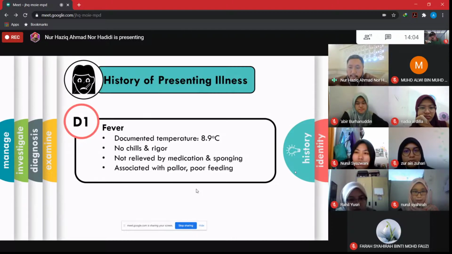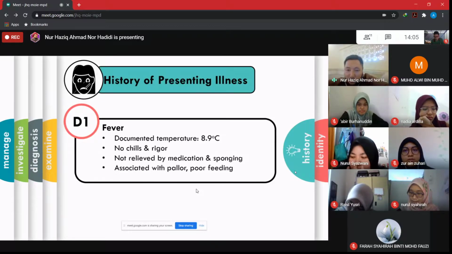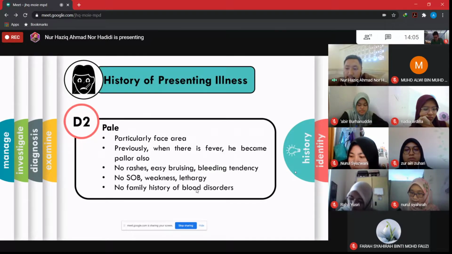So the fever is said to be high grade by his mom with documented temperature of about 38.9 degrees Celsius, but it is not associated with chills and rigor. His mother claimed that the fever is on and off and particularly has an early morning spike. He was given Panadol and sponging was done. However, it was not resolved and the fever is associated with pallor and poor feeding. Regarding the pallor, his mother noticed that her child looked paler since the second day the fever started.